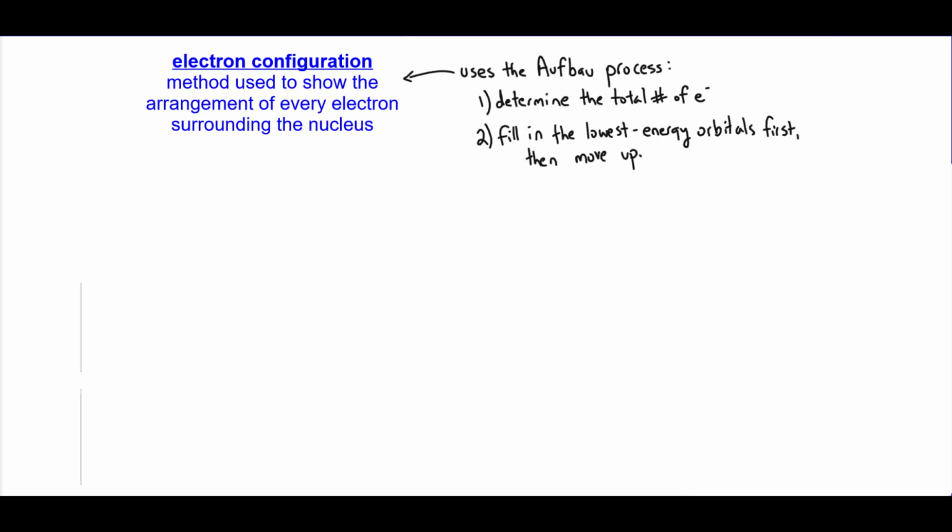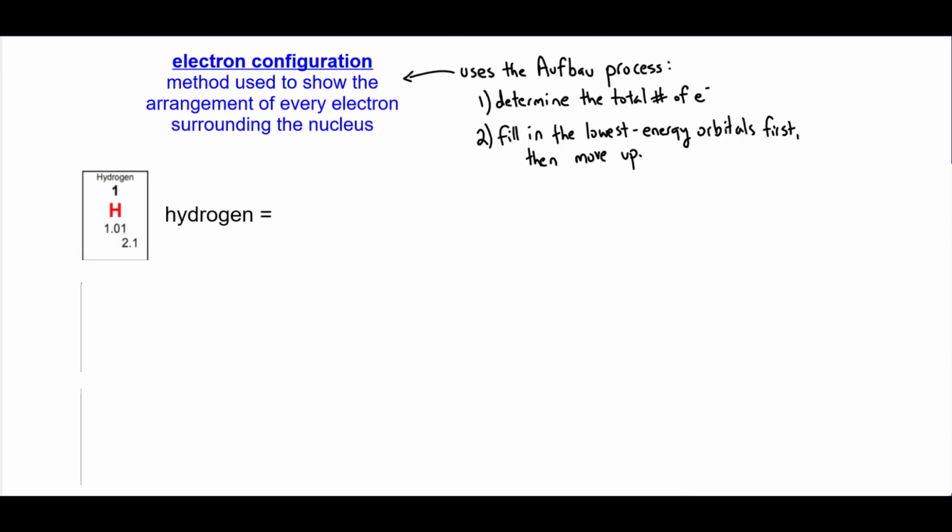Now next up is the idea of electron configuration. We've been taking a lot of notes on electron configuration for a while, but this is the ultimate point of all of that work. Electron configuration is the method used to show the arrangement of every electron surrounding the nucleus. It uses something called the Aufbau process. That's a German word meaning to build up. The first part of the process is to determine the number of electrons that we're dealing with.